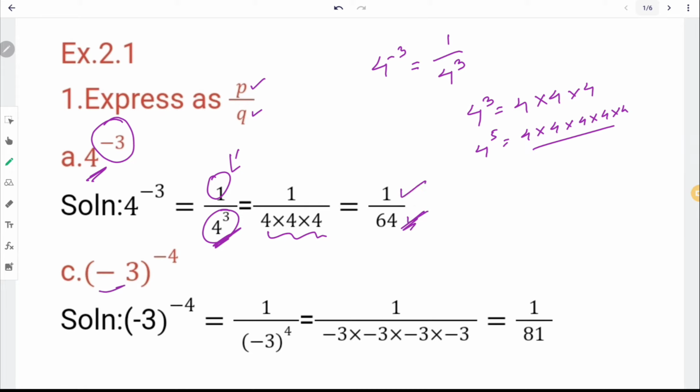Now let's do the same thing with c also. So once again, when you look at the power here, this is minus 4. So how do you make it positive? We have to take it down here like this, right? So 1 by minus 3 to the power 4. Can you see it was minus 4? Now it is just 4 here, right? So once again, minus 3 to the power 4. So we have to write minus 3 4 times. Okay, so minus 3 into minus 3 into minus 3 into minus 3, as you can already see here.